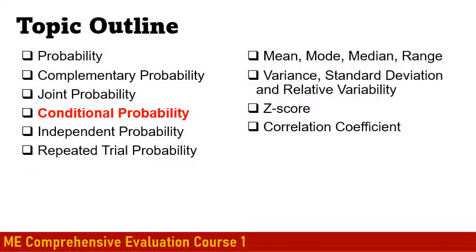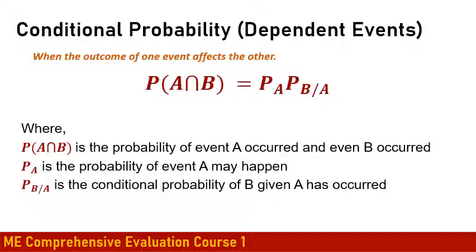Now that we understand joint probability, let's move forward to conditional probability. Conditional probability is for dependent events. This is when the outcome of one event affects the other. Or we can read that as the probability of event A occurring and event B occurring is equal to the probability of event A may happen times the conditional probability of B given A has occurred. Or what would be the probability of event B happening when event A has already happened?